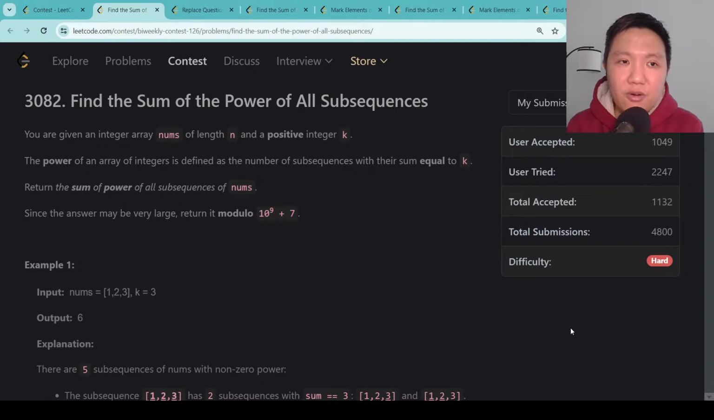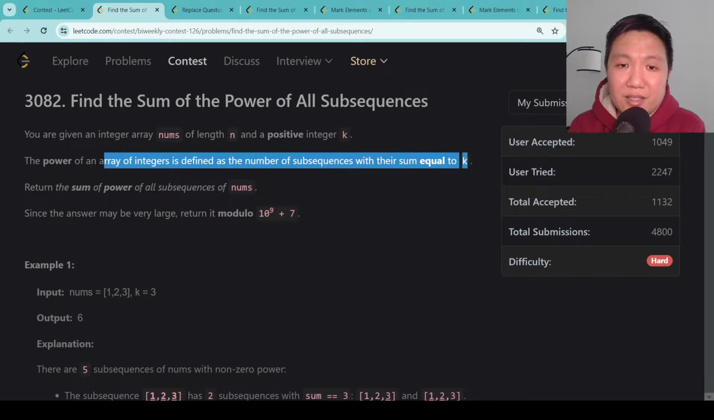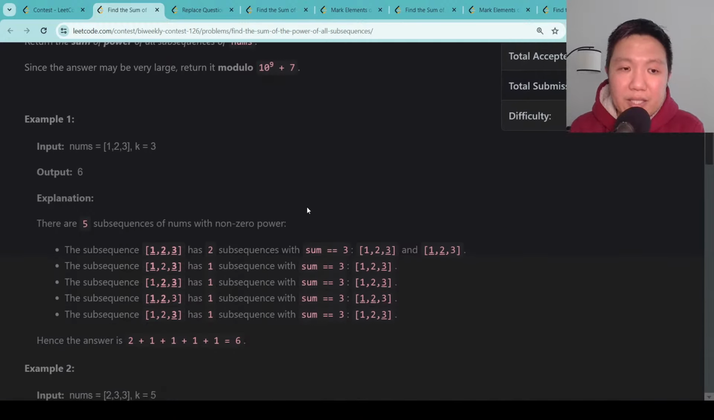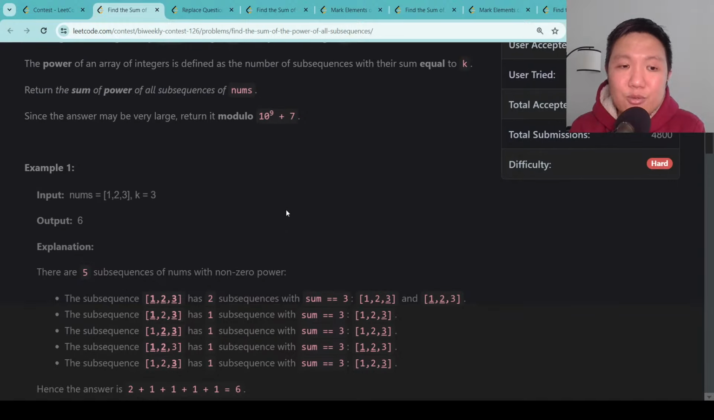Okay, question 4. Find the sum of the power of all subsequences. You're given an integer array nums of length n and a positive integer k. The power of an array of integers is defined as the number of subsequences with their sum equal to k. Return the sum of the power of nums. This actually sounds really confusing to me. But essentially, the first part is quite classic: given an array, you want to count how many subsequences have their sum equal to k.